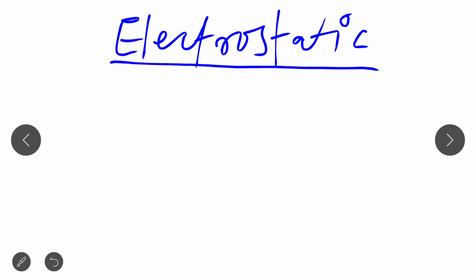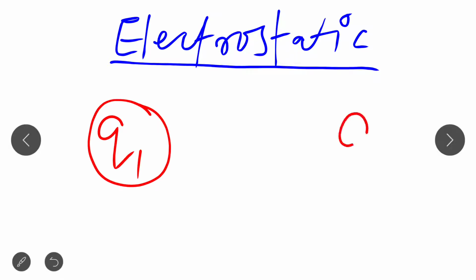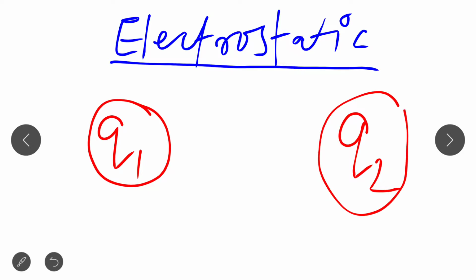For example, suppose this is Q1, one charged molecule, and this is Q2, another charged molecule. Both molecules contain different charges. Suppose one contains a positive charge and the other a negative charge. In this case, the ionic interaction, or electrostatic interaction, occurs. So basically the interaction takes place between the two charged molecules. This is the most important point.